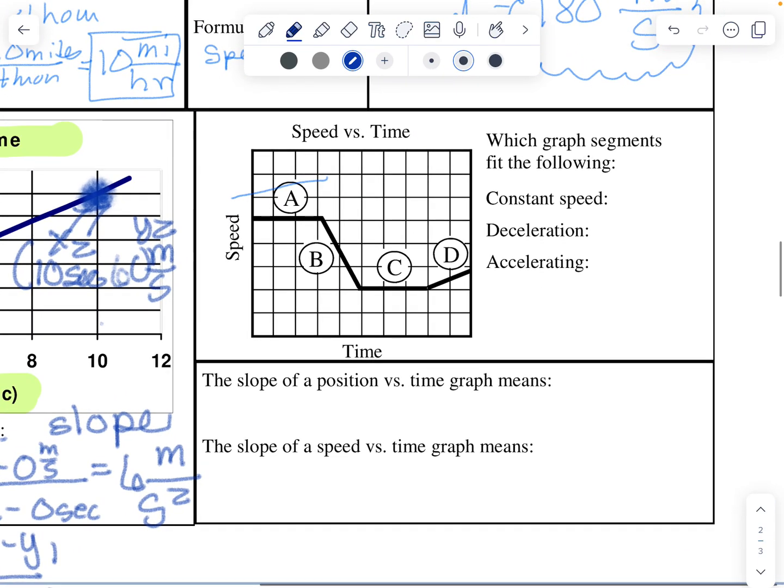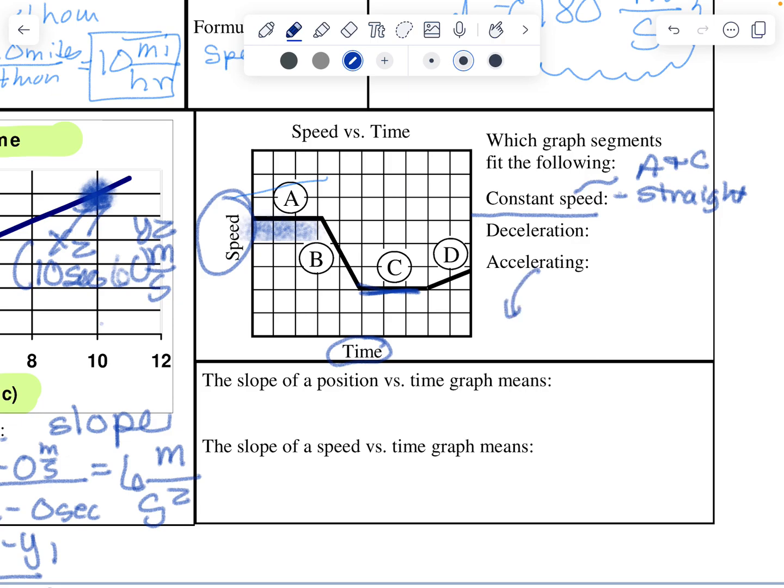Okay, and the last thing on this. Which graph segments A, B, C, or D represent a constant speed? Now, please note this is a speed versus time graph. So constant speed will be a straight line. So that will be points A and C. A right here and C right here are both constant speeds.